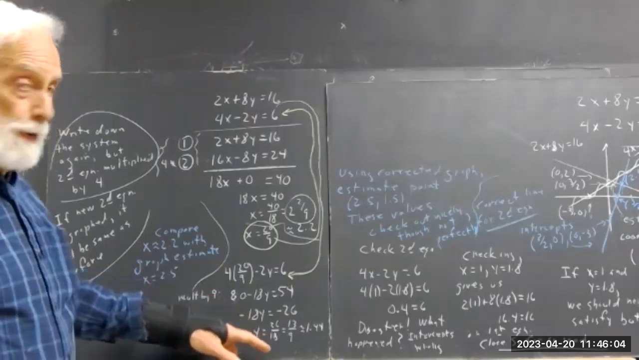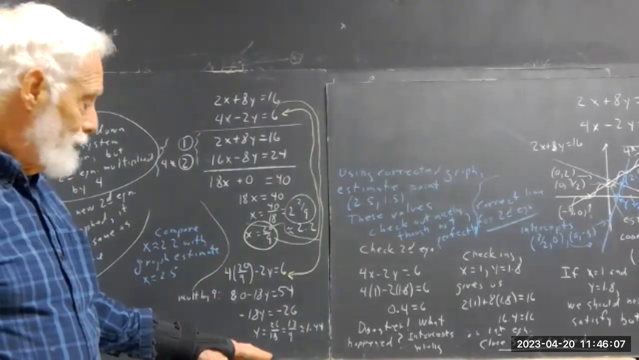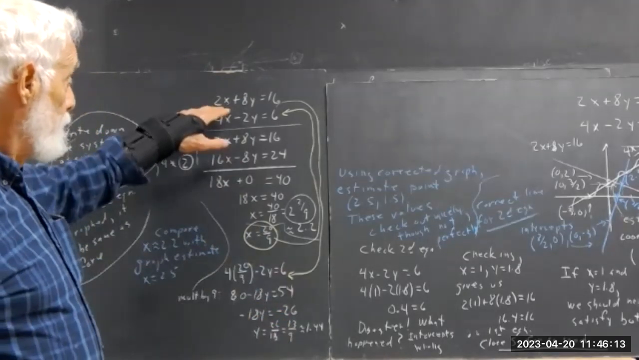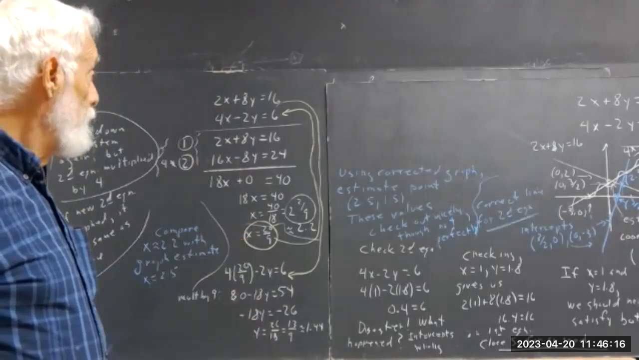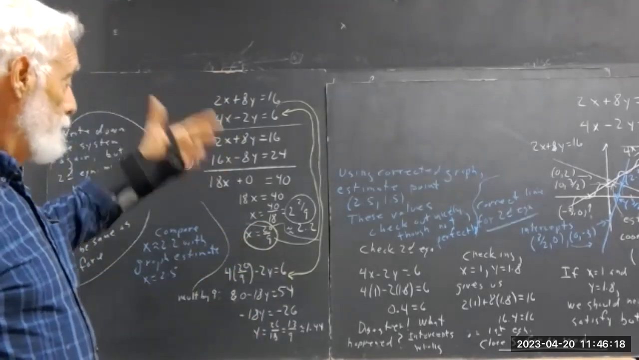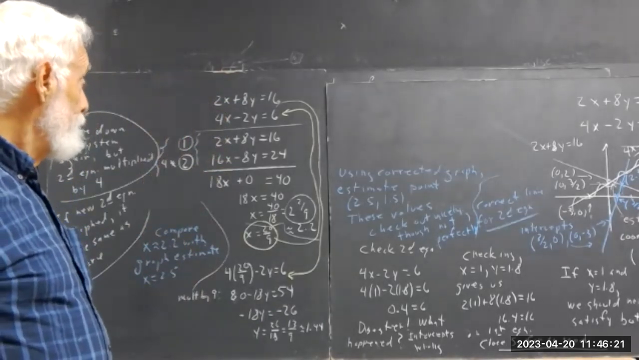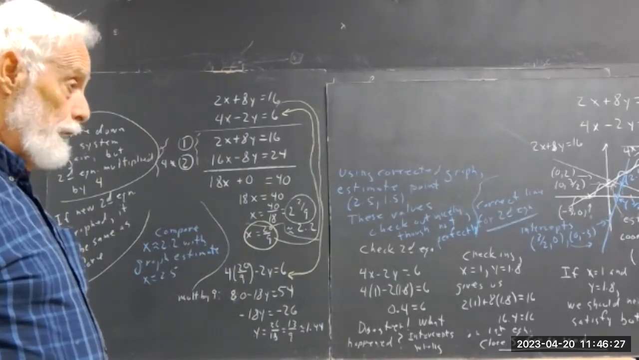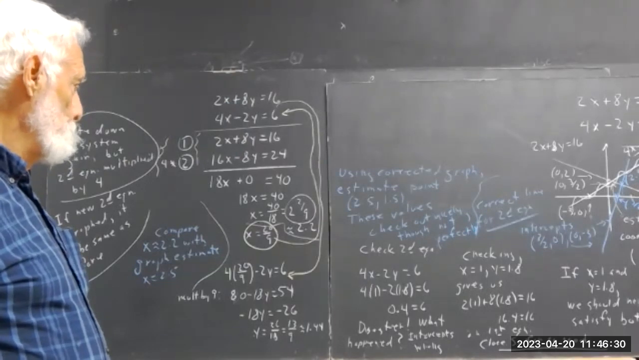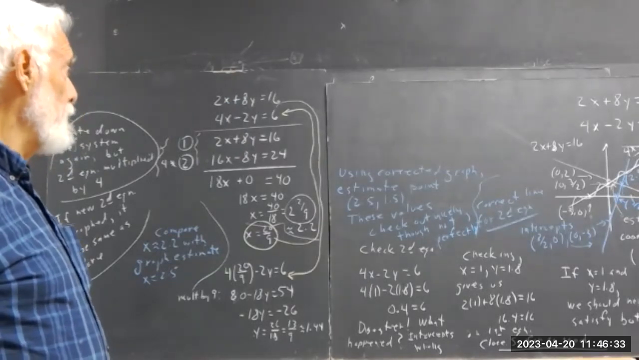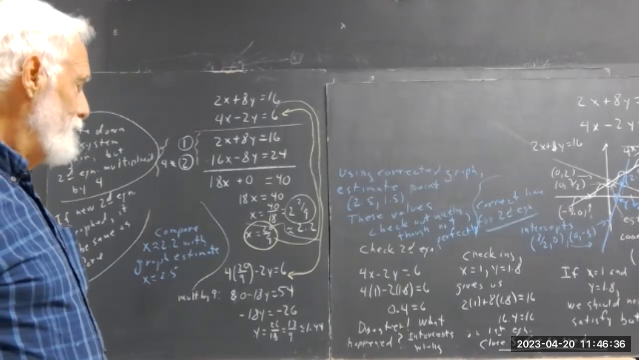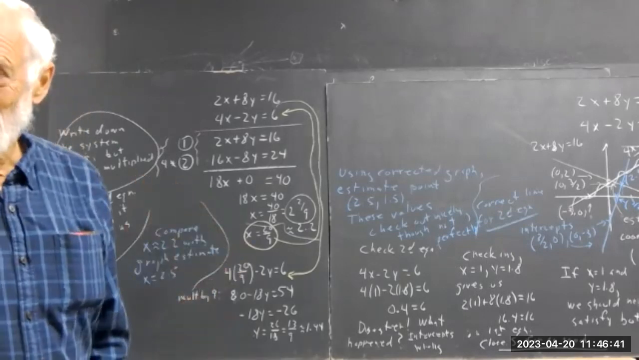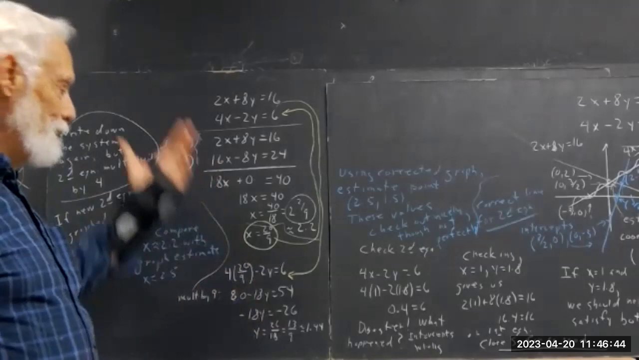Okay, well, I didn't check this. So if I check this using 13/9 for x and 20/9 for y, I get 2 times 13/9, 26/9. I get 160/9. So I get 176 over 9, which isn't 16. I'm sorry, I got 49 there. And 8 times 13 is 104. It's 144 over 9, which is 16. Okay, so it works.